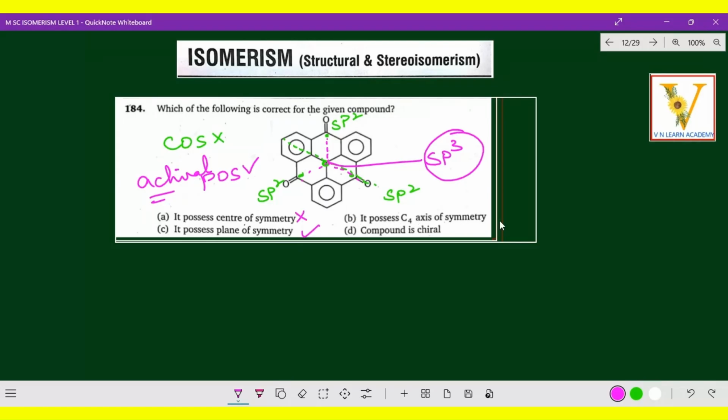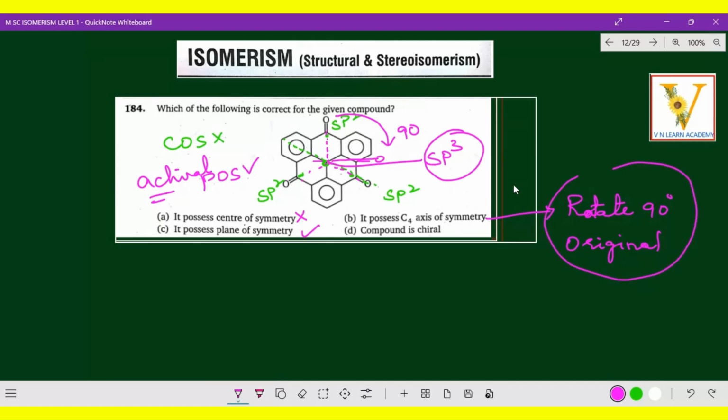And the C4 axis of symmetry, do you know what we mean by C4 axis of symmetry? When you rotate the molecule by 90 degrees, you have to get the original position. For example, this is 90 degrees. When you rotate 90 degrees, this C double bond O will come to this side. Then you will not get the original position, as we are observing. No, we cannot get that original position. So the C4 axis also is not the correct option. I hope you got the clarity.